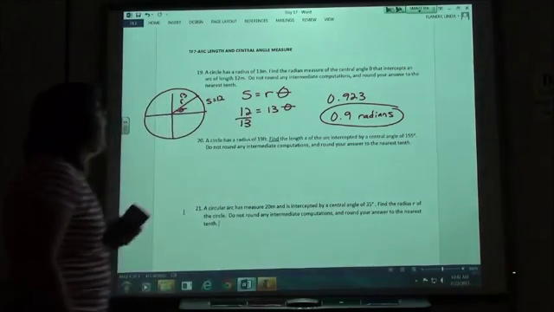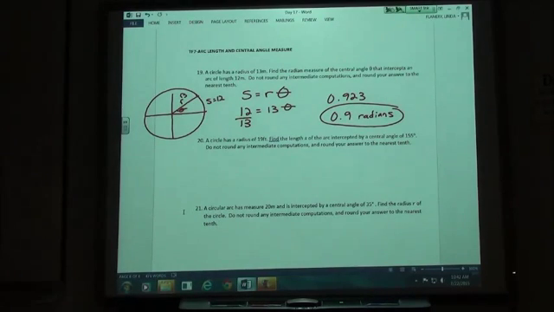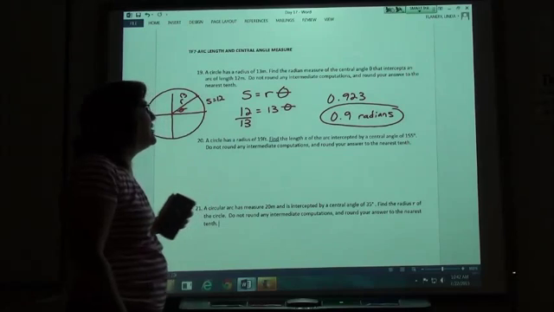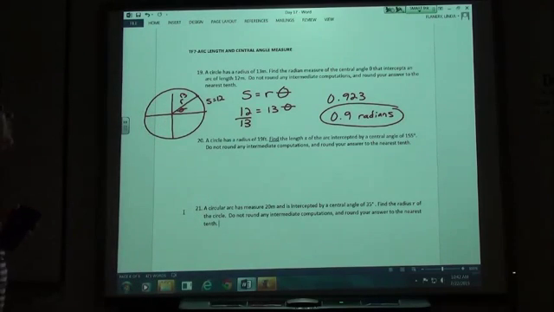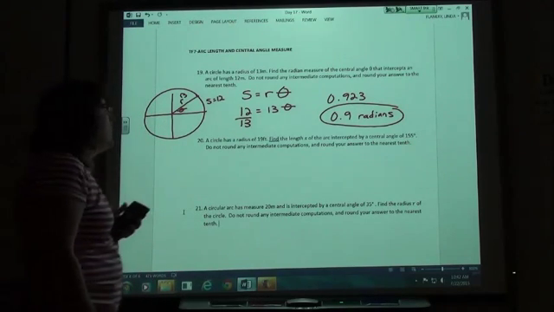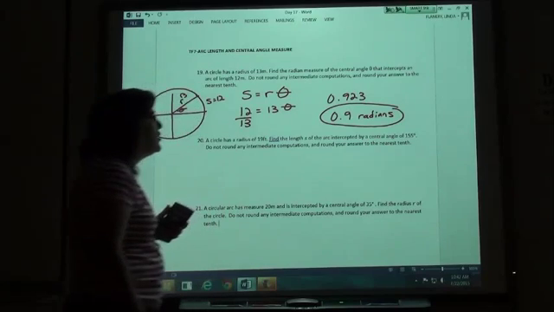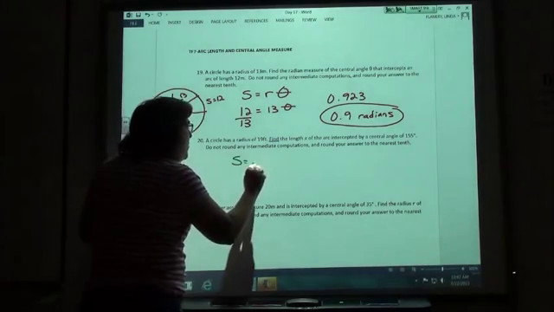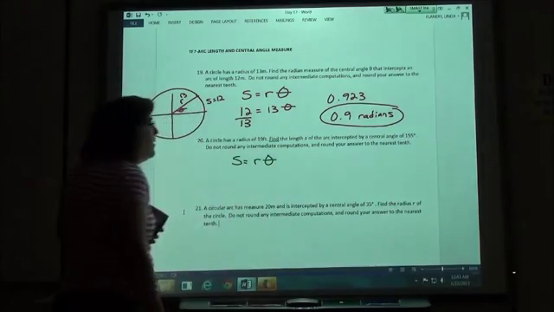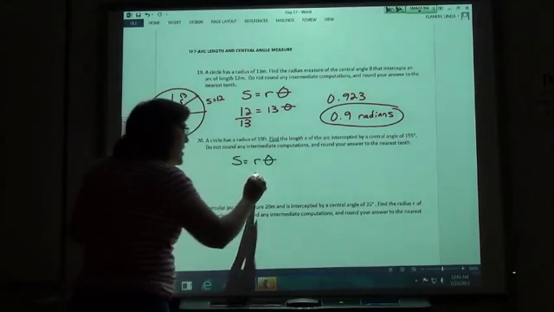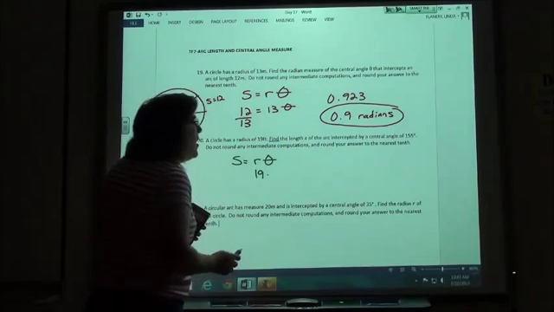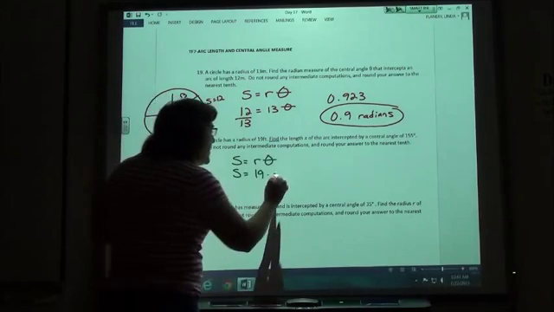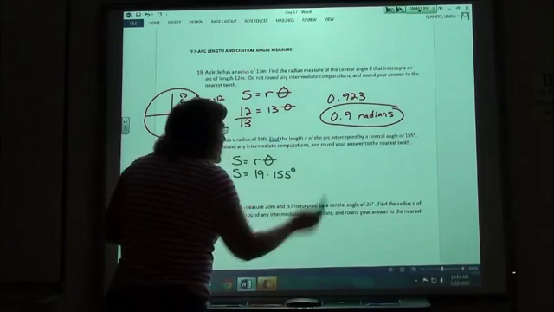So on number 20, it says a circle has a radius of 19 feet. Find the length S of the arc length, intercepted by a central angle of 155 degrees. Do not round any intermediate computations. Round your answer to the nearest tenth. So, S equals R times theta. The circle has a radius of 19. We want to find the length of S if we know the central angle is 155 degrees.